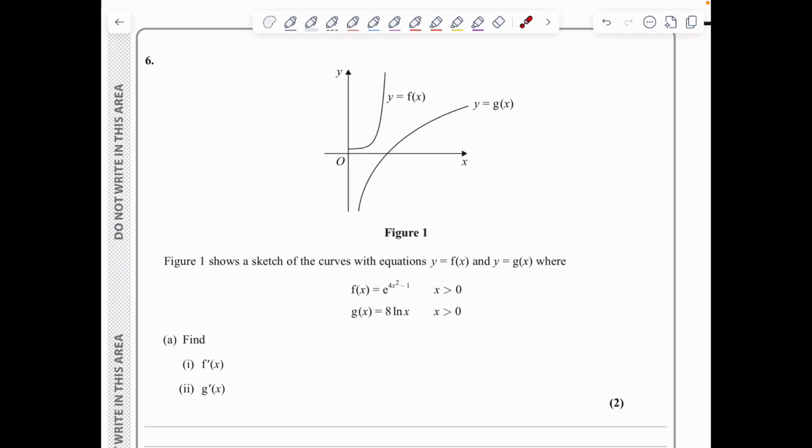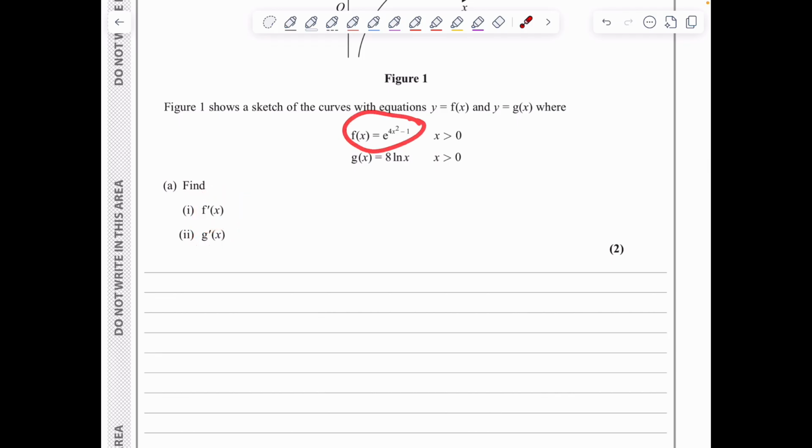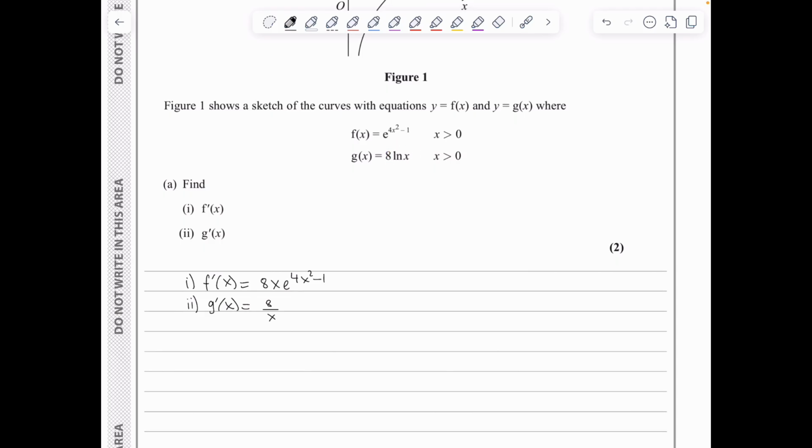In question 6, we are given a sketch of the curves with equations y is f of x and g of x given here. In part A, we need to find f dash of x and g dash of x. So f of x is e to the 4x squared minus 1. So to find f dash of x, I will start by differentiating the 4x squared minus 1, which gives me 8x. So it's 8x e to the 4x squared minus 1. And for the g dash of x, well, the derivative of 8 ln x, it's 8 times the derivative of ln x, which is 1 over x. So we're looking at 8 over x.